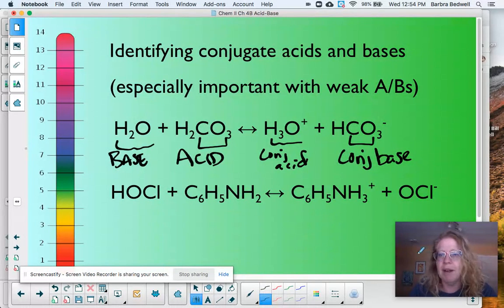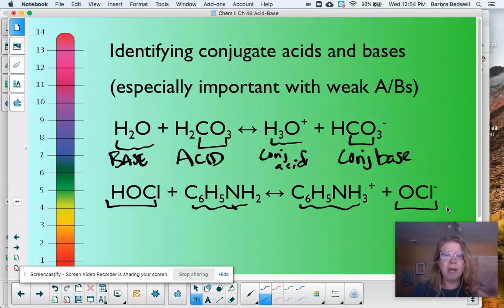So this is where the Bronsted-Lowry model really helps. So look at your pairs, right? I've got a hydrogen and an OCl, and on the other side I have just an OCl. And here I have this crazy looking thing, C6H5NH2, and then here I have C6H5NH3. So here's one pair, and then this is the other pair.